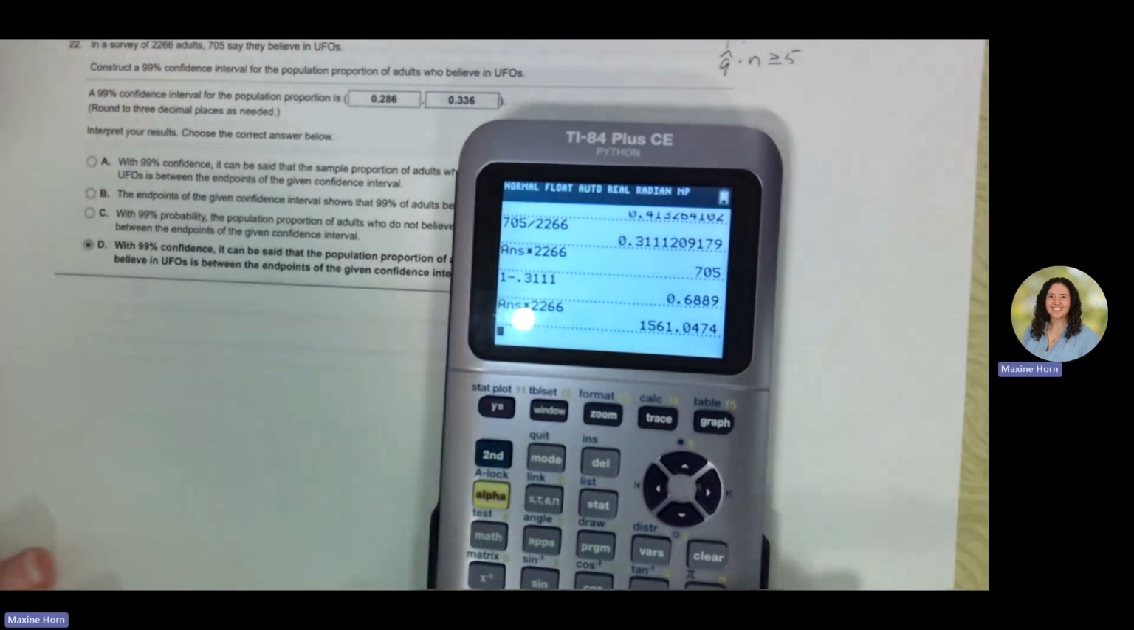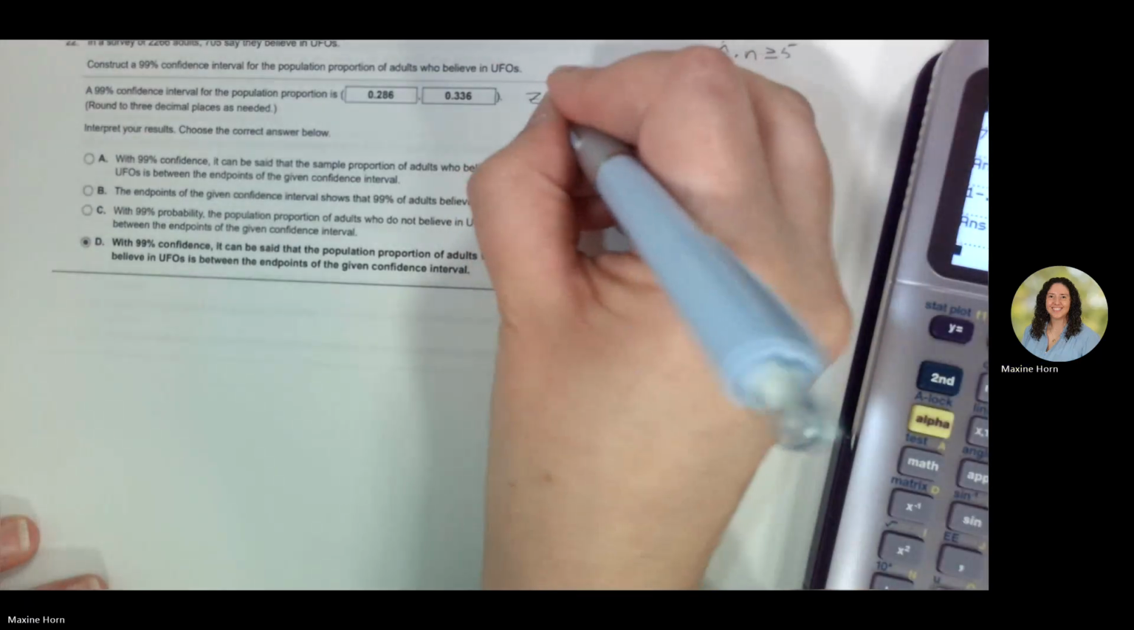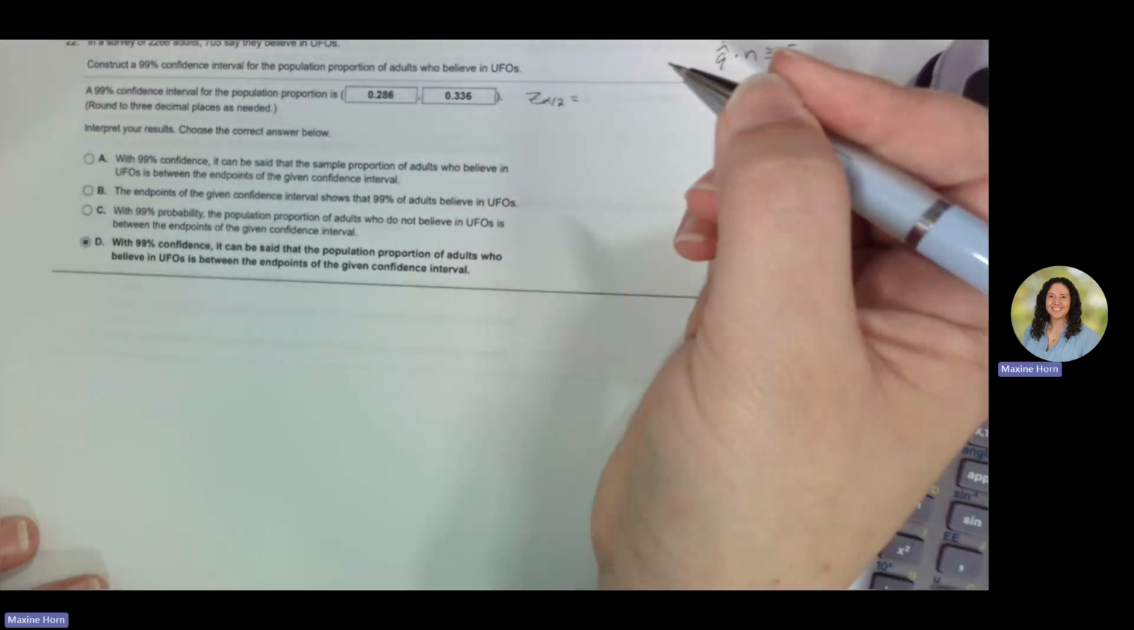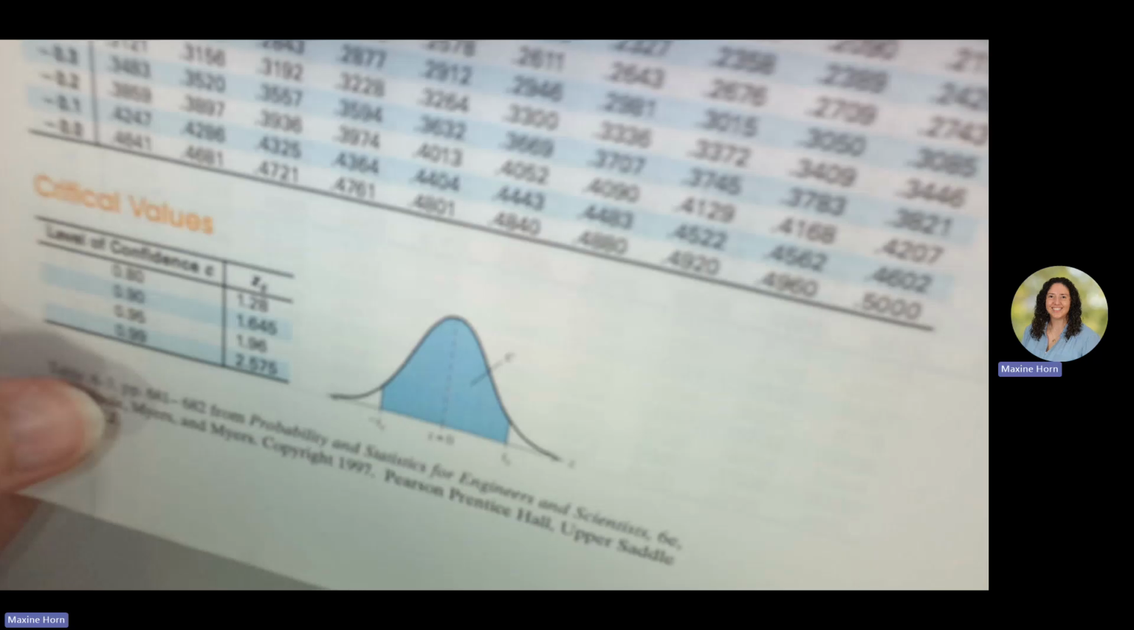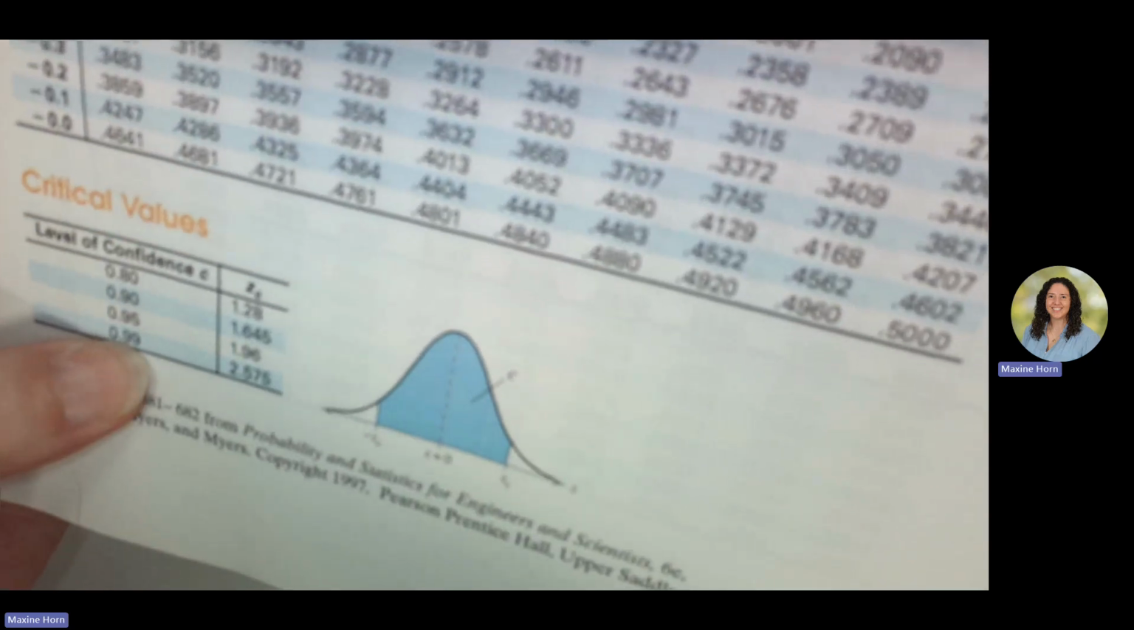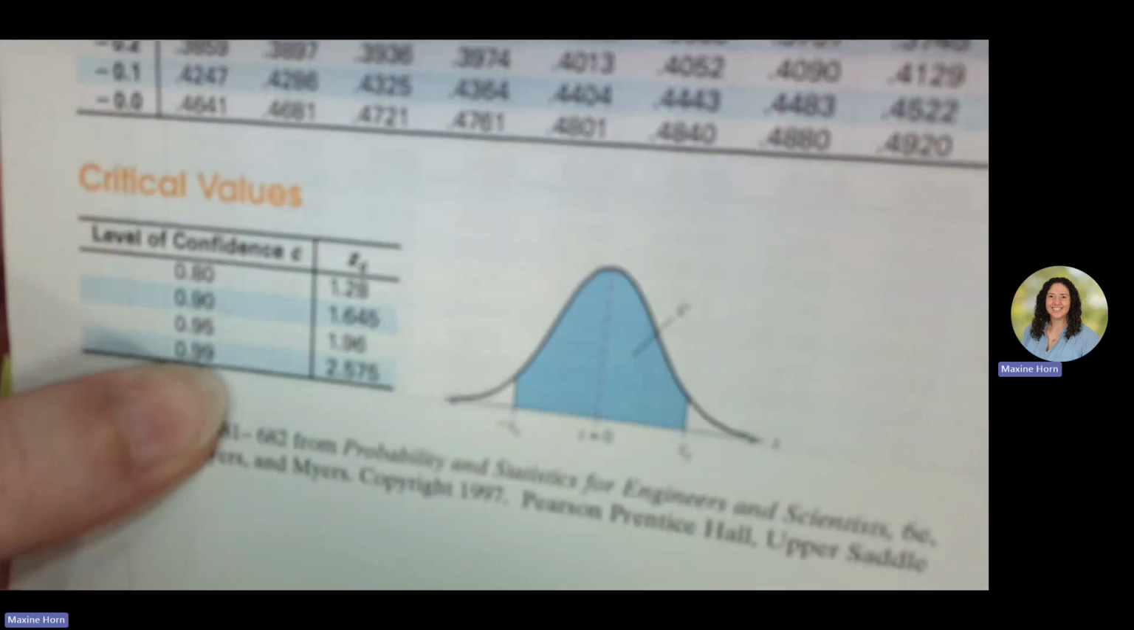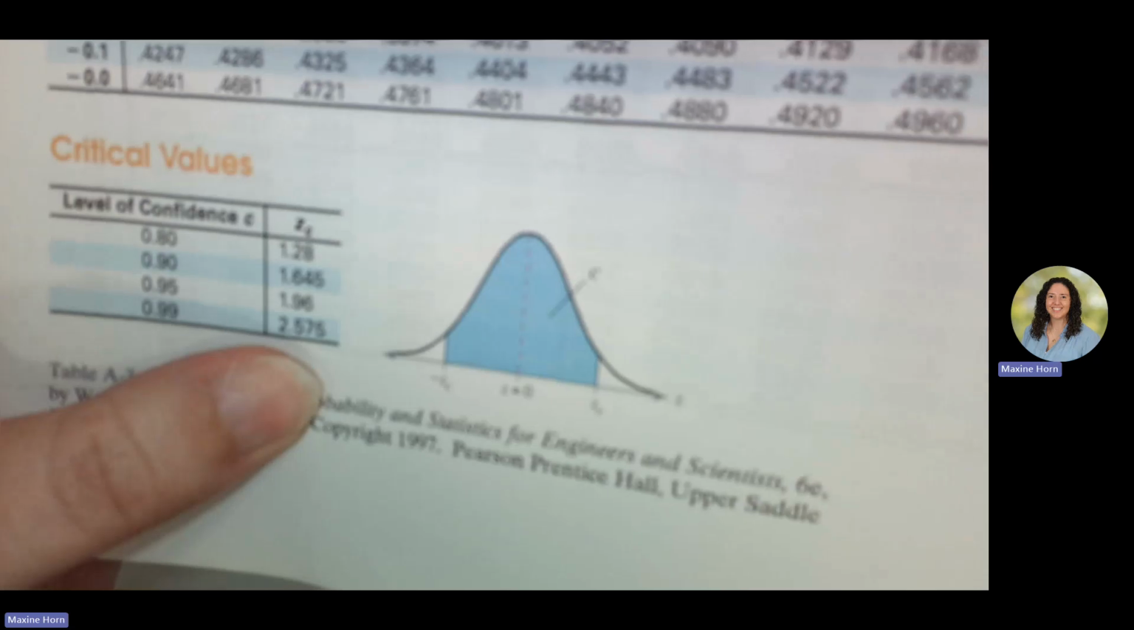All right, so our Z alpha halves is based on our confidence level, which was 99%. Okay. This is the Z alpha halves, not a T. So in the back of the book here, the Z alpha halves of a confidence level of 0.99 is going to be 2.575.